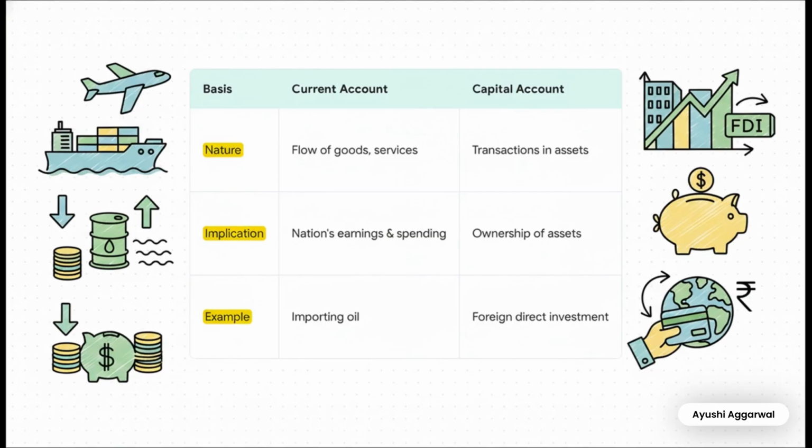The current account is all about the flow of goods and services. It shows our earnings and spending right now. Think software exports or oil imports. The capital account, on the other hand, is about assets and liabilities. It shows changes in who owns what. Think a foreign company investing in India.